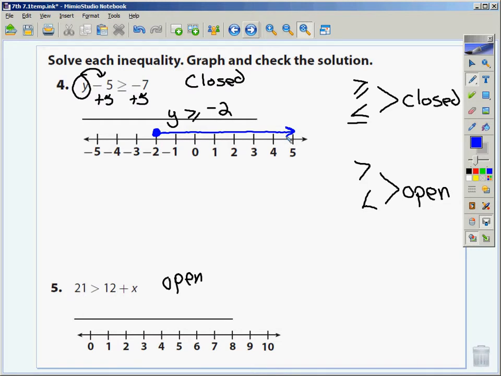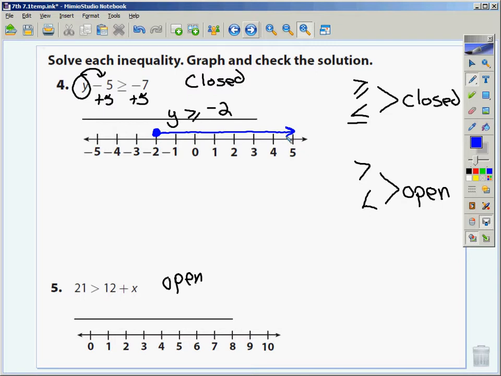If you ever want to check to see if you've gone the right way, it's really easy to check. Pick a number that's on your line. I'm going to pick 0 because 0 is an easy number to work with. What's 0 minus 5? Negative 5. Is negative 5 greater than a negative 7? Yeah, so it would be true. I'm going the right way. Okay?